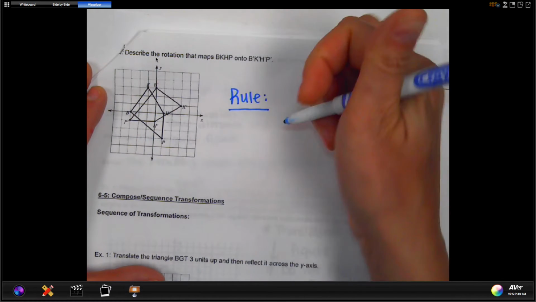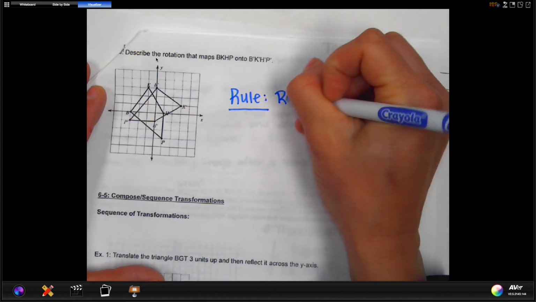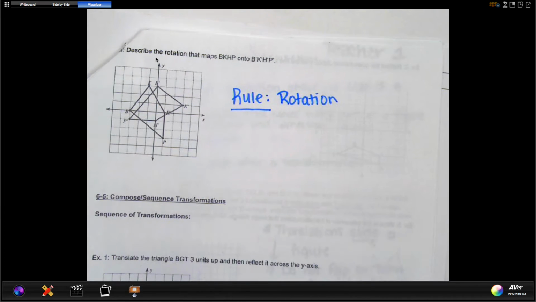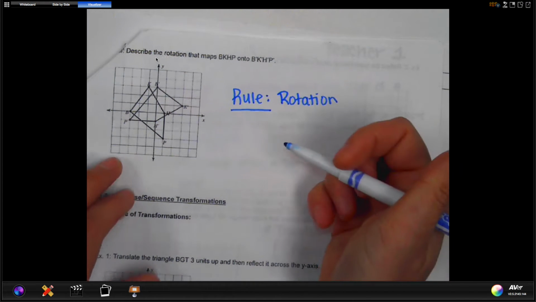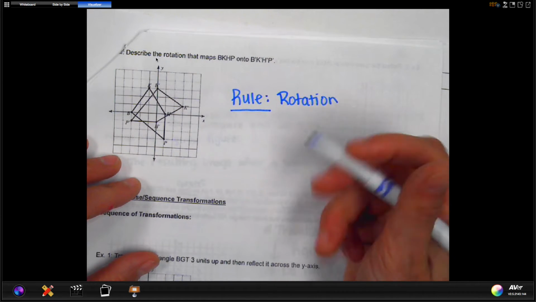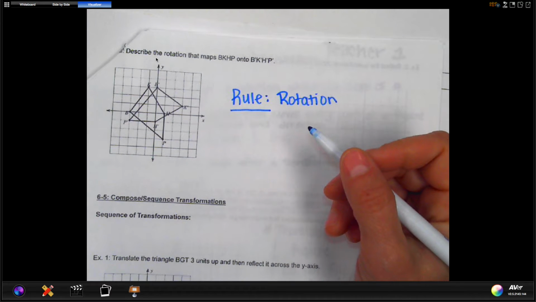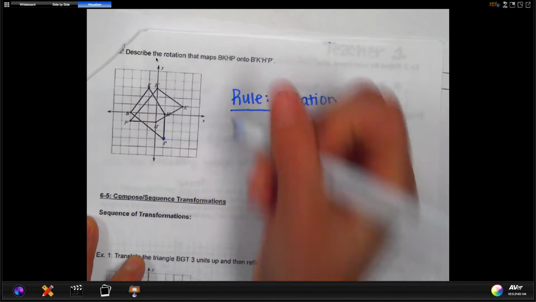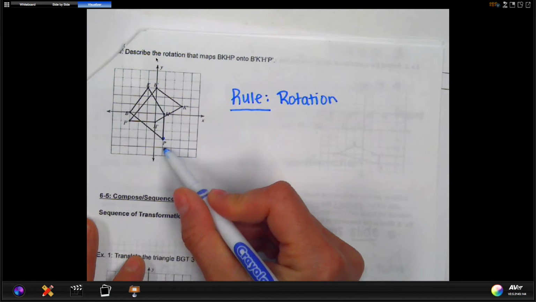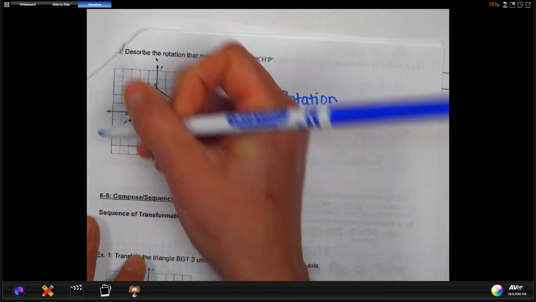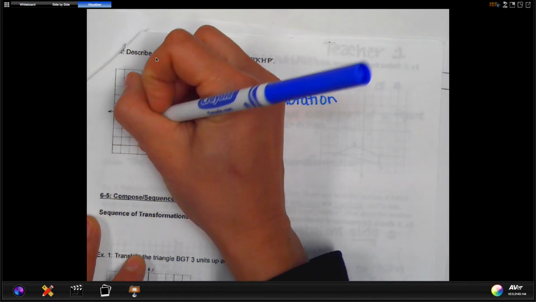sticks out. Okay, so when we write the rule, we're going to start with the word rotation because we need it to know that it is turning. And then what we want to figure out is how far did it rotate and in which direction. So what I like to do is pick one point that sticks out to me. So I see point P that's sticking out. And I know this is an original point, because there's not a prime sign on it, and I'm going to make it map to point P prime.